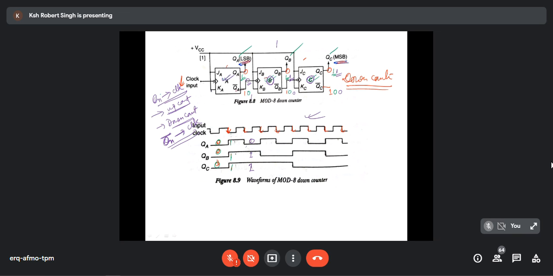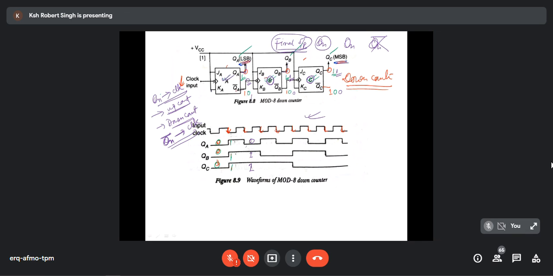And the final output, whatever final output you are taking, it is from Q only. Q only means QD, QC, QB, QA, whatever. The output is no change. Output is always from the Q, not from the Q bar. That also you keep in mind.